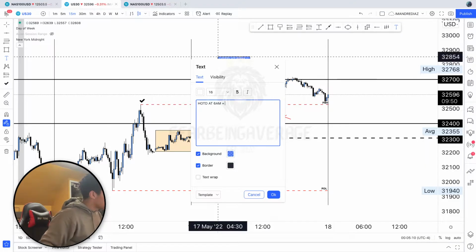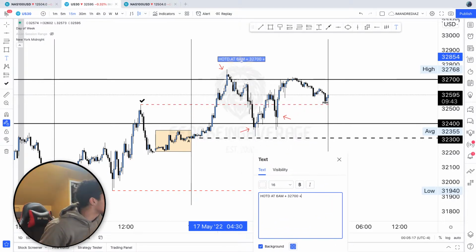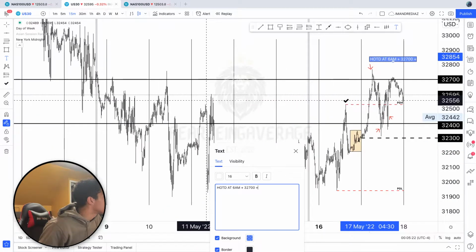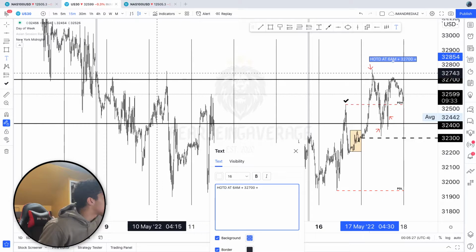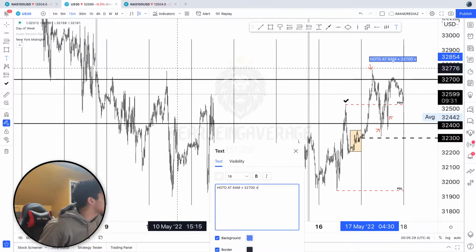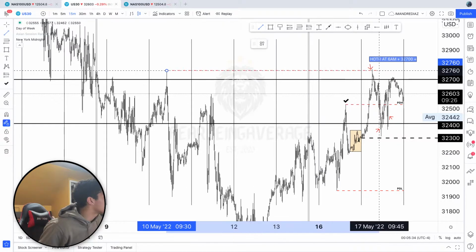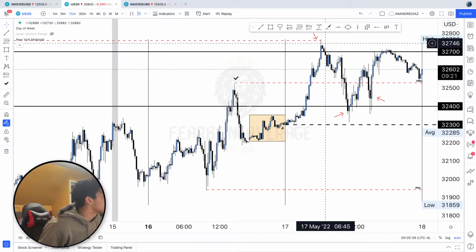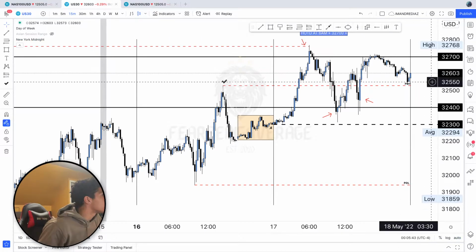Plus we got the 32,700 big figure level rejection, along with what else? I think it was a false break of Monday's high. What was it? That's Sunday. Last Monday? Last Tuesday. It had a false break of last Tuesday's high, which is right over here. If you draw it all the way over, look at how price traded right into that high, traded above it, cleared that high, and then started to come lower.